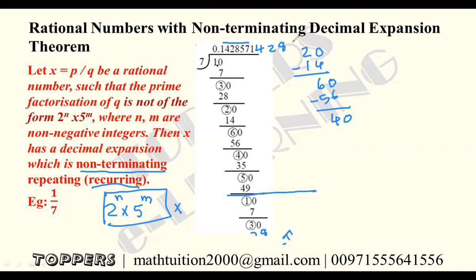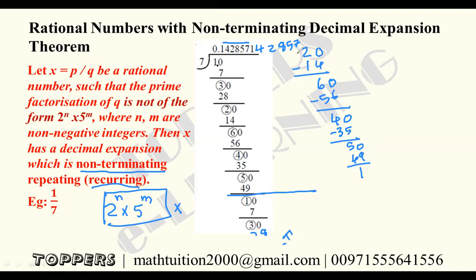In 45 times, 5 sevens are 35. Subtract 40 minus 35, you will get 5. You can put one more 0. In 57 times, 7 sevens are 49. Got 1. So this repetition will go on.